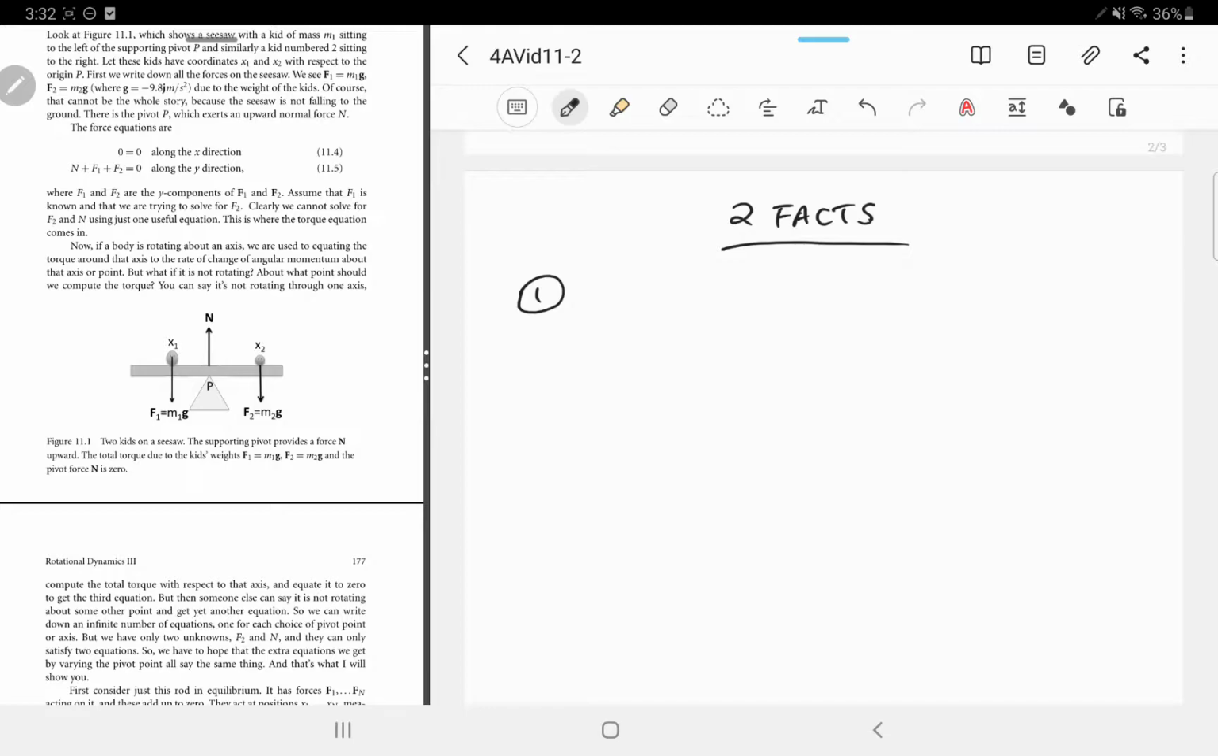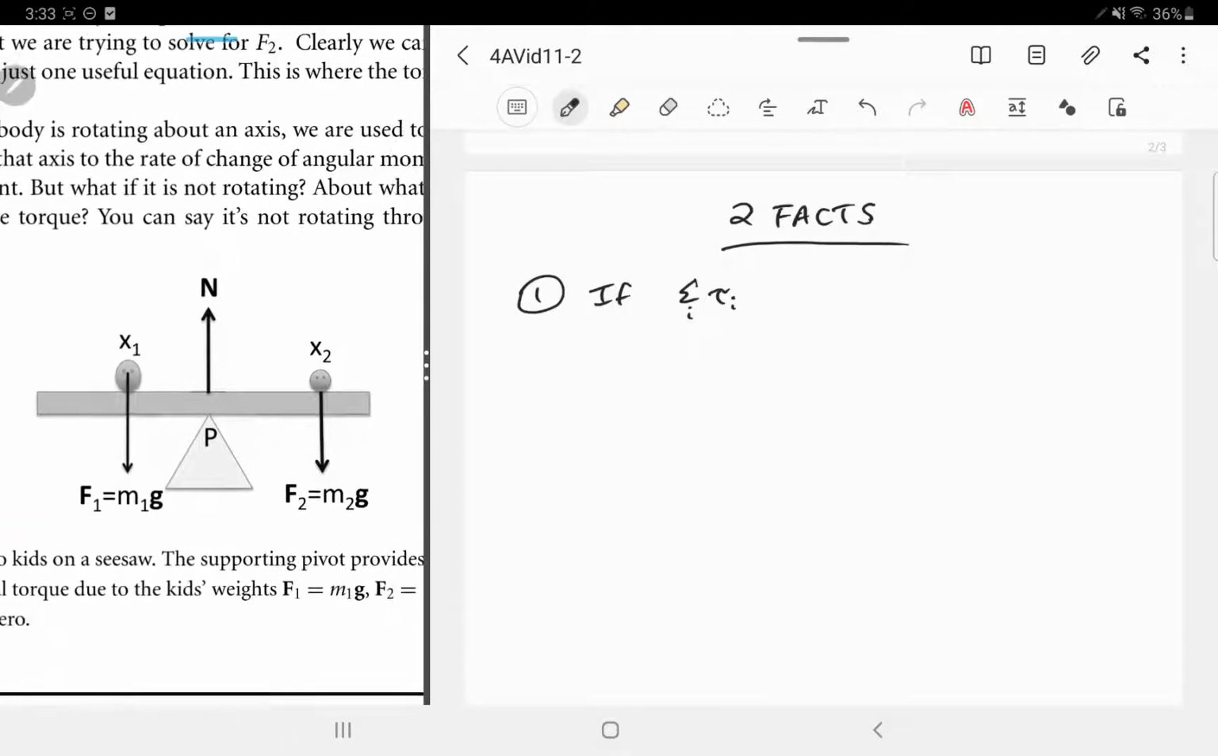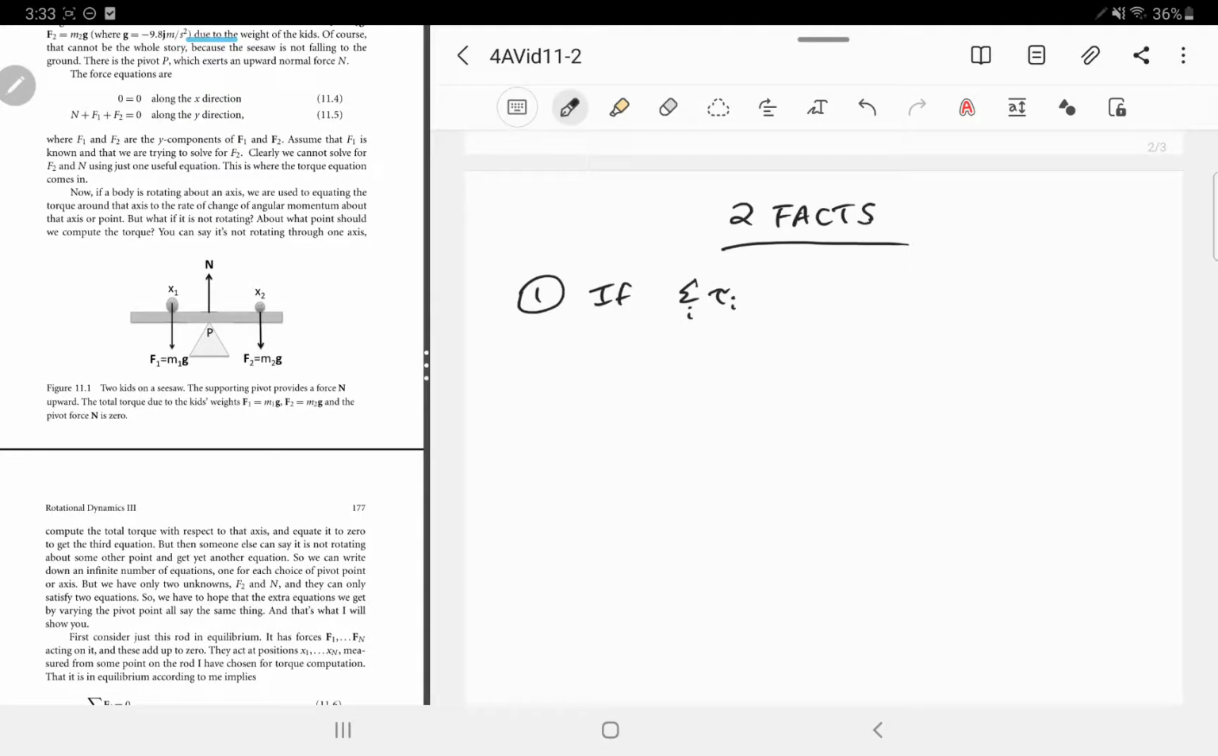First fact. If the sum of the torques, and I'm going to use a sum, this is just an abstract sum over however many torques there are in the problem. Like here, there are in principle 3 torques that could have appeared, but if we choose the pivot to be at the location of one of those forces, then only 2 of the torques are non-zero. So however many torques are in the problem.